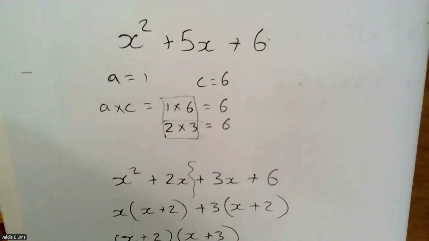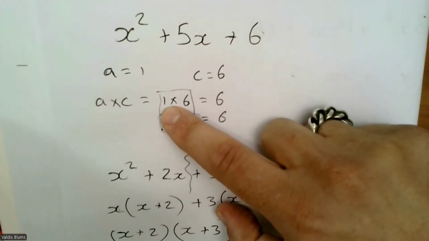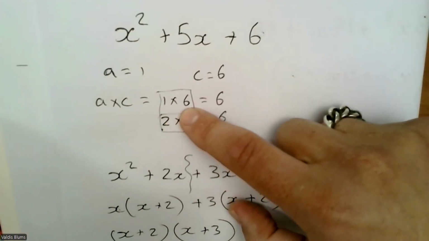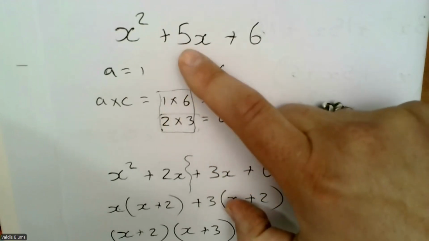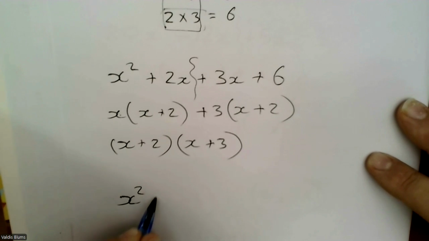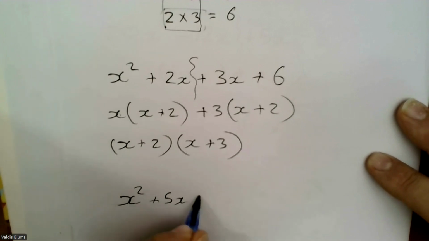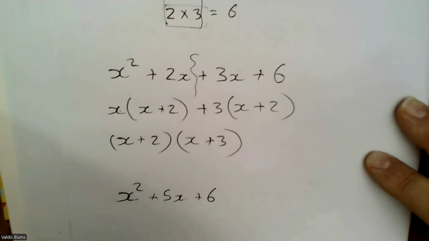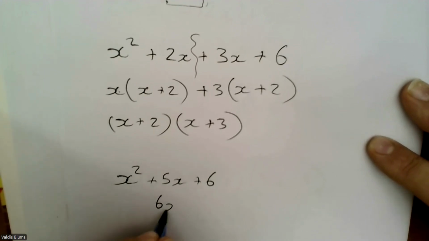Now, we saw that we actually had another option to choose from. So 6 minus 1 will also give us 5. So if I rewrite the question, x squared plus 5x plus 6, we could have broken that 5x into 6x minus 1x.